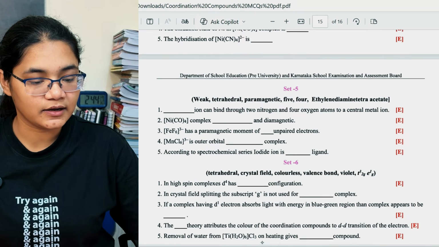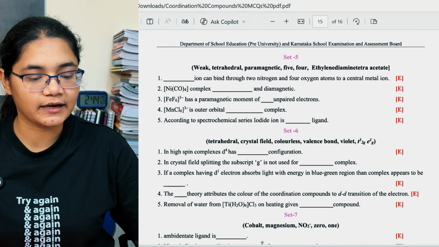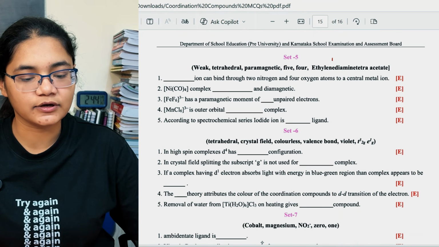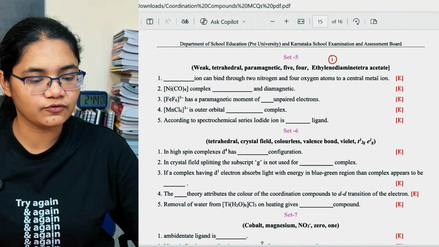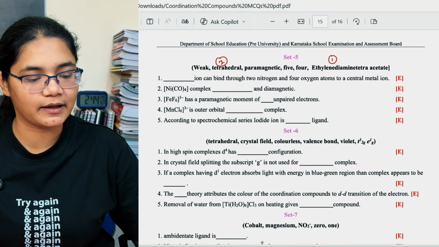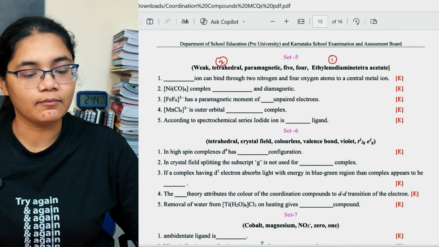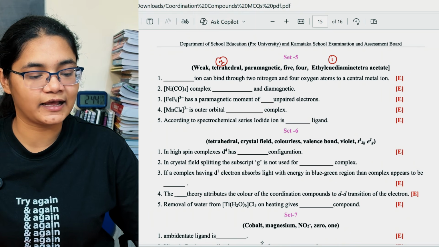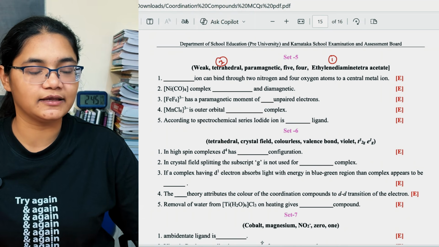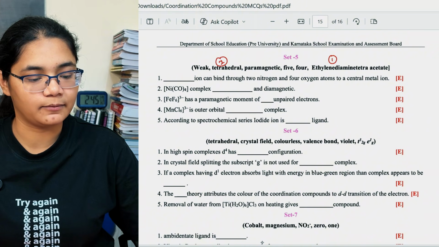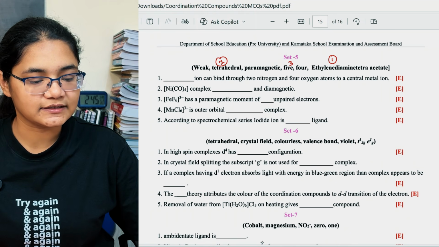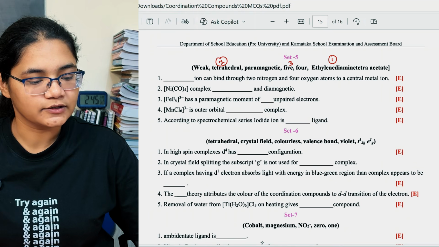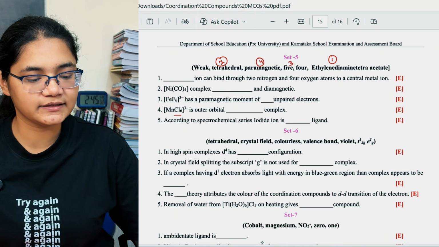Next we have set 5. That dash ion can bind through 2 nitrogen and 4 oxygen, that is ethylenediaminetetraacetate. Ni(CO)4 complex is dash and diamagnetic, right? Ni(CO)4 complex is tetrahedral but it is diamagnetic. Fe3+ has a paramagnetic moment of dash unpaired electrons. If you see, it has Fe3+, that means d5 configuration, so there will be 5 unpaired electrons. So it is 5, that is option 3. Next, [MnCl6] is an outer orbital dash complex. Cl is a weak field ligand, so it will be a paramagnetic complex. According to the spectrochemical series, iodide ion is a weak field ligand.